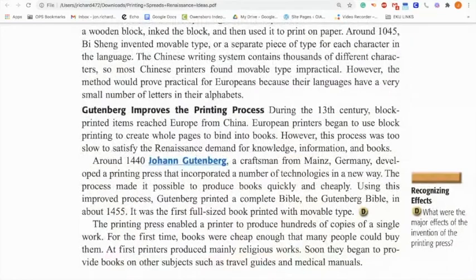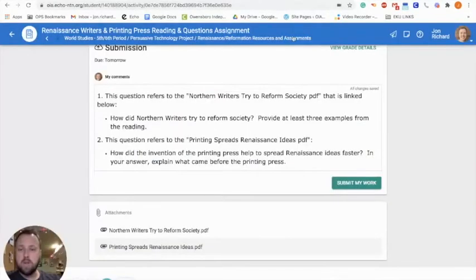So going back, and really I want to highlight this, for the first time, books were cheap enough for many people to buy them. Okay, so if we go back and look at the question, it said, how did the invention of the printing press help to spread Renaissance ideas faster? So we have at least 3 examples here. Number one is, and in your answer, make sure you talk about the block printing and scribes and how it would take them 500 times longer to make a book.